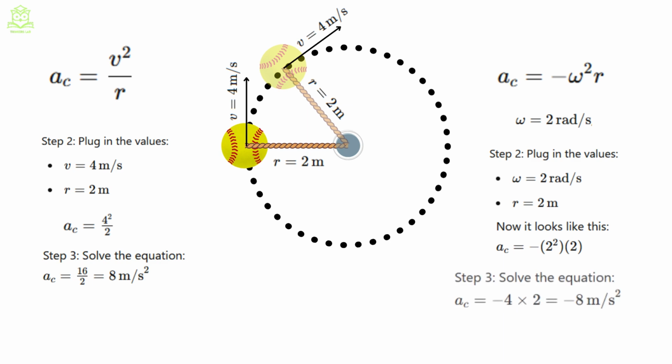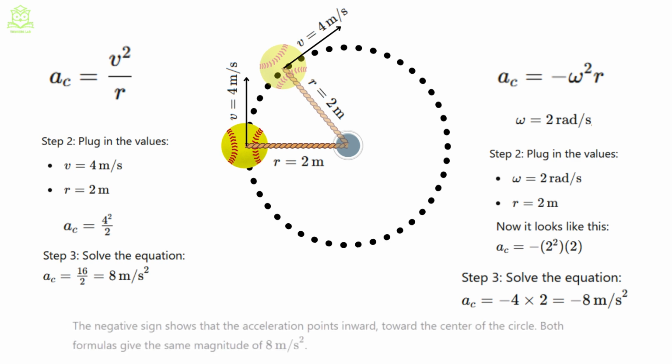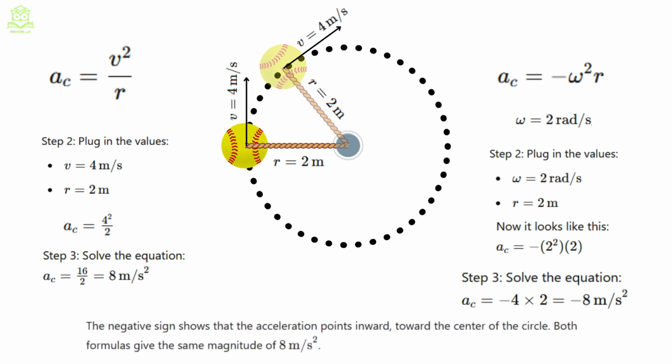Step 3, solve the equation. 2 squared is 4, and 4 times 2 is 8. Add the negative sign, and you get negative 8 meters per second squared. The negative sign shows that the acceleration points inward, toward the center of the circle. Both formulas give the same magnitude of 8 meters per second squared.